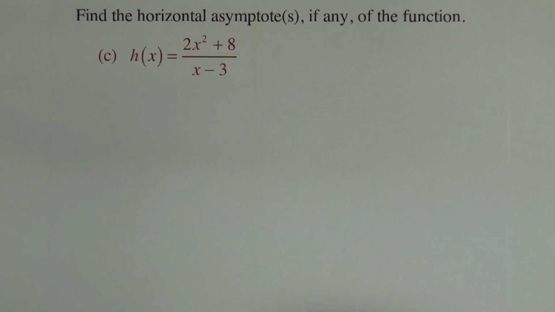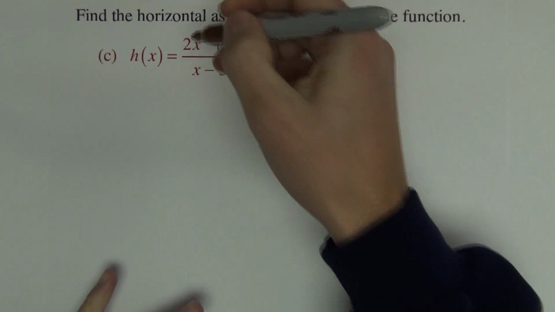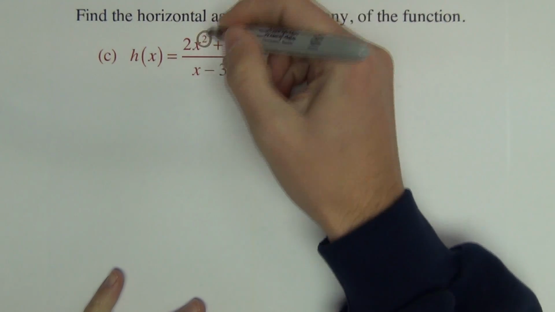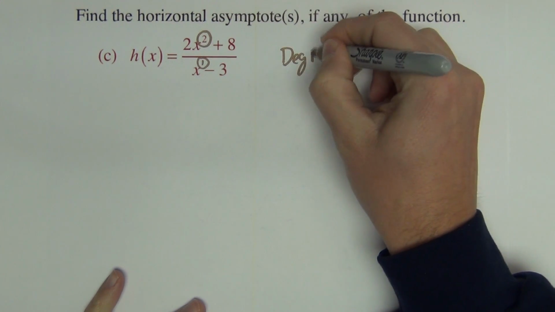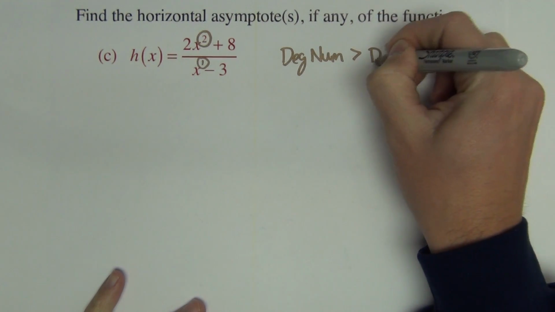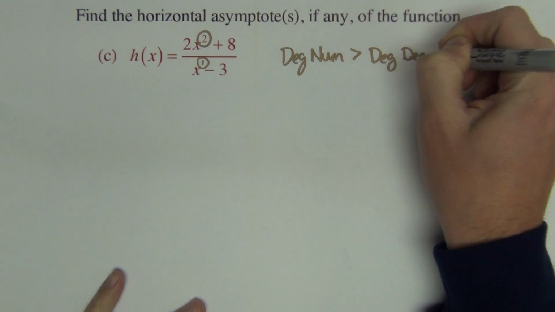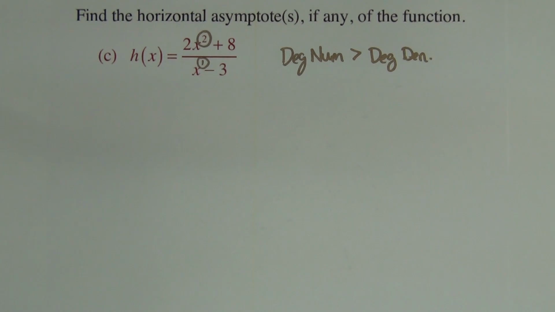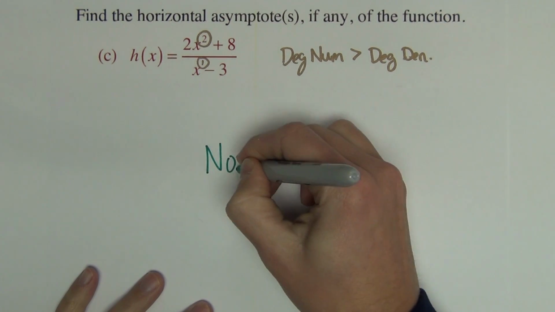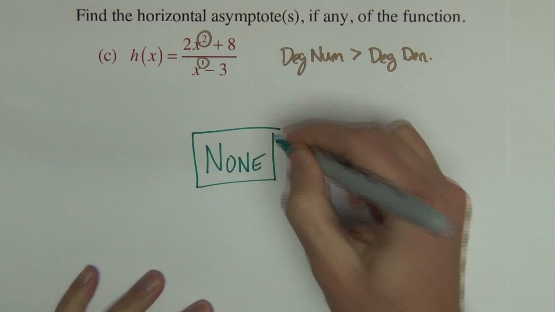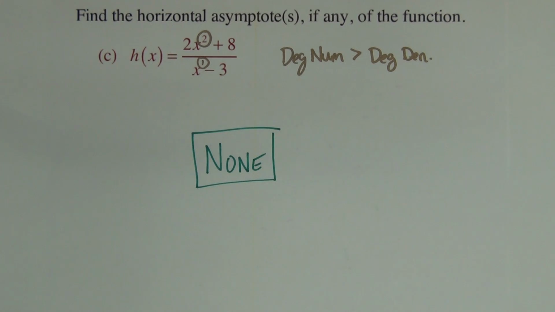All right, in this last one we see that the degrees are different. They're different again in a specific way. Here you see the power of x on top is 2, the power of x on bottom is 1. So here you see that the degree of the numerator is greater than the degree of the denominator. And whenever that happens, by rule, the horizontal asymptote is none. Okay? There will not be a horizontal asymptote to a rational function when the power of x in the numerator is greater than the power of x in the denominator.